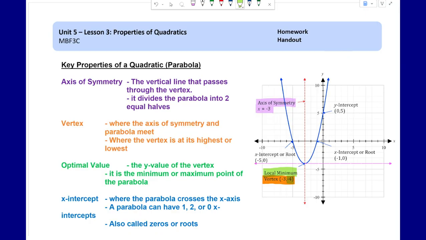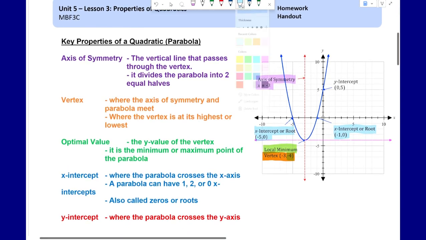Our x-intercepts are in blue. We're going to label them here. Our x-intercepts are where our graph crosses the x-axis. Now, our parabola can have 1, 2, or 0 x-intercepts. We'll talk a bit more about that later when we look at a form particular to x-intercepts. Instead of calling them x-intercepts, we might also call them roots or zeros. So just keep in mind, if you see zeros or roots, it's referring to the x-intercepts.